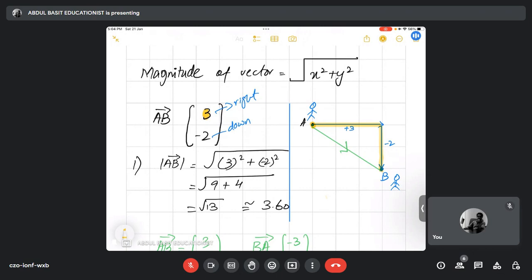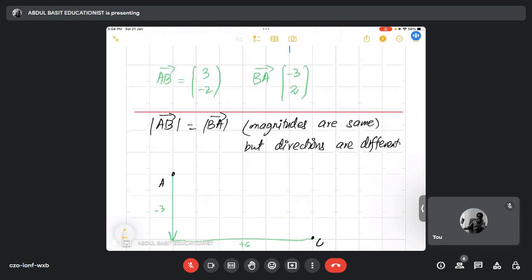Then we studied the vector AB: if A to B is 3, negative 2, and you want to go from B to A, you just have to reverse the signs. Look at that, the x component is now negative and the y component is now positive. Do you get this, everybody?